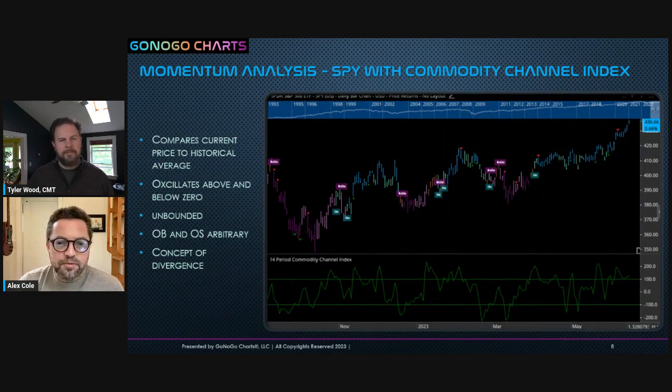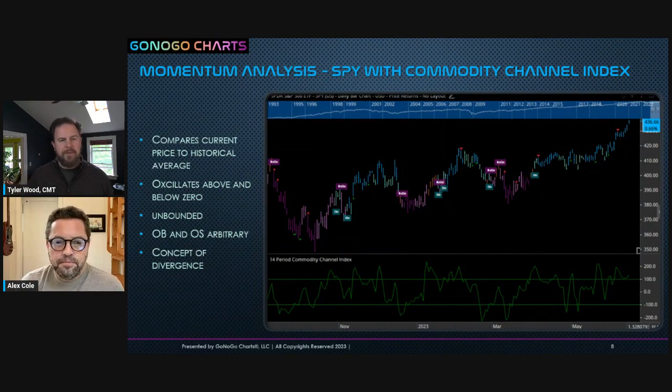And of course, the concept of divergence applies here as well. You can often see falling highs on the commodity channel index when you've got rising highs in price. That would be non-confirming what we're seeing in price action. So a lot of the same concepts, but a slightly different method of measuring those price movements.